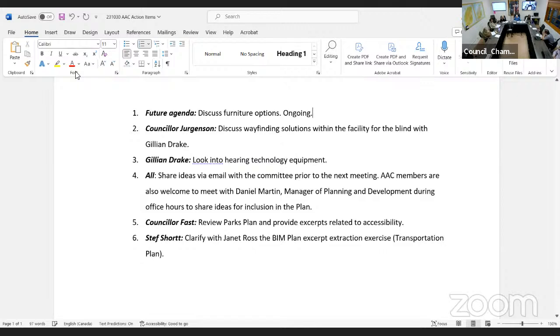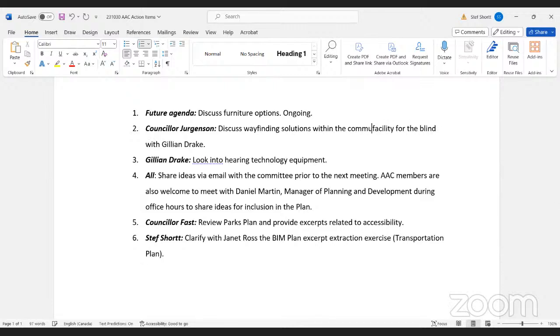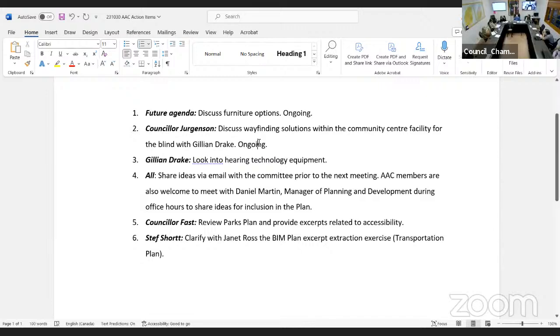Councillor Jurgensen, discuss wayfinding solutions within the facility, meaning the community center, for the blind with Jillian Drake. Zoom floating video. I do apologize. I do need to still set that up with Jillian. That's fine. Can I ask the first one, discuss furniture options, was that for here or the new community center or I think altogether?